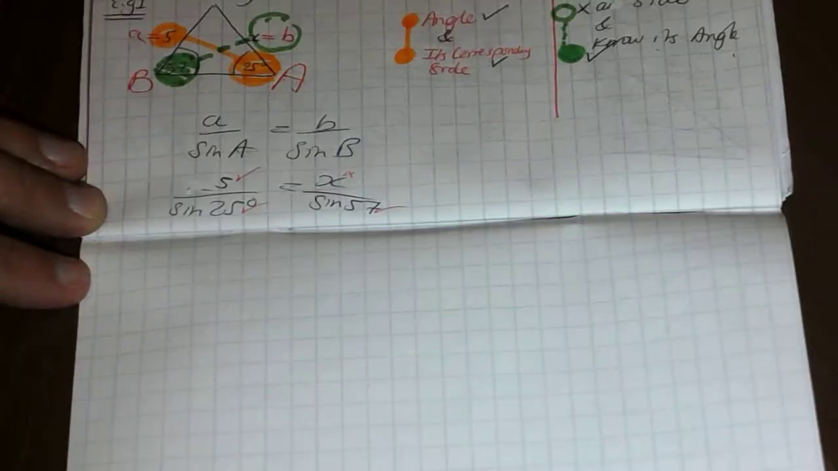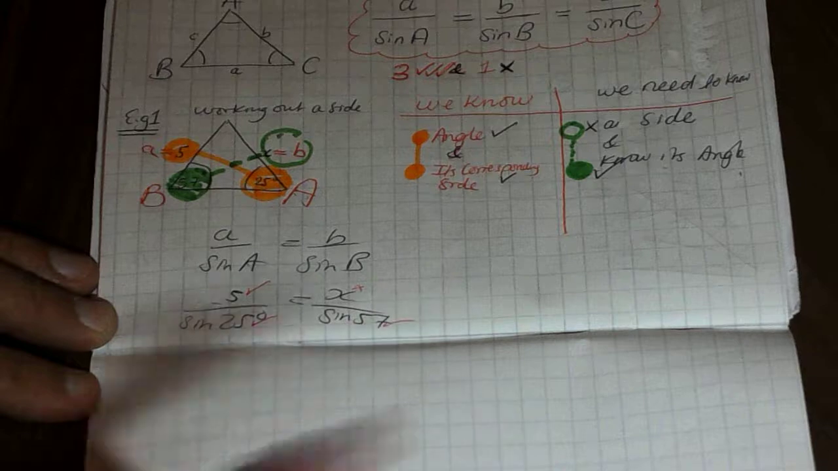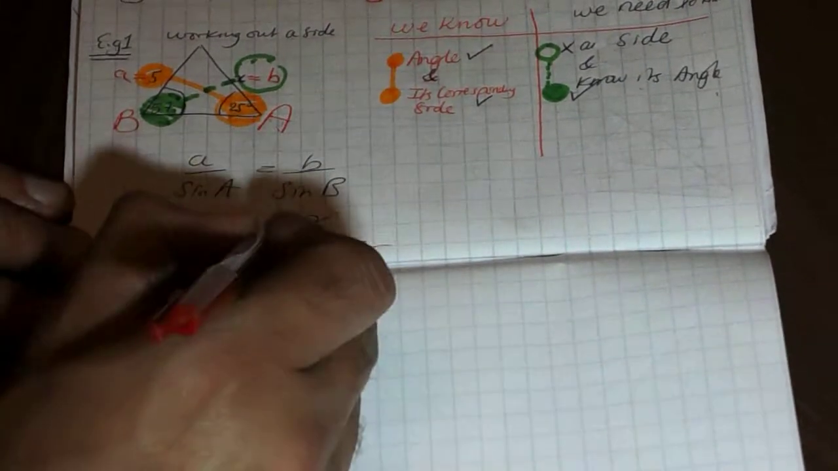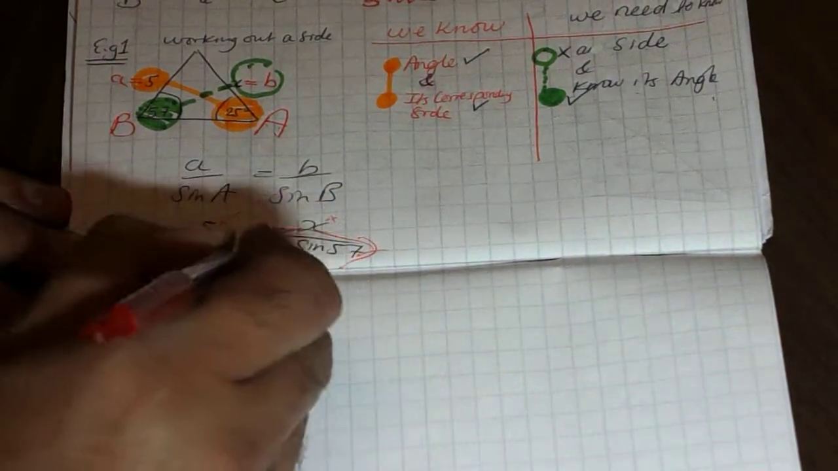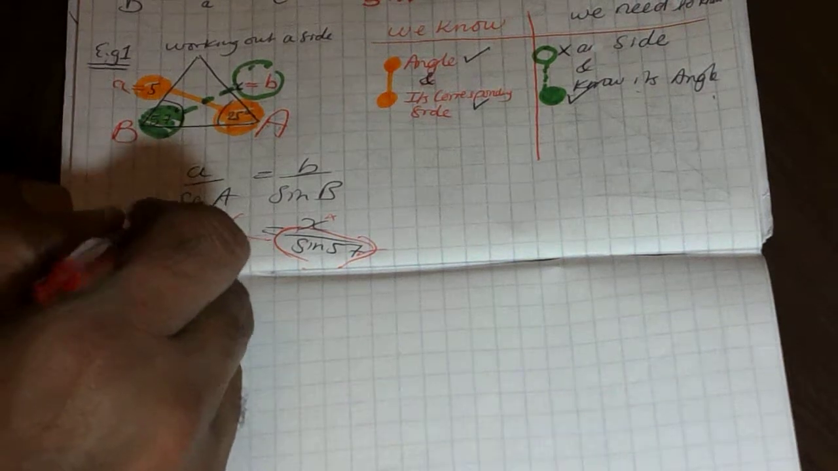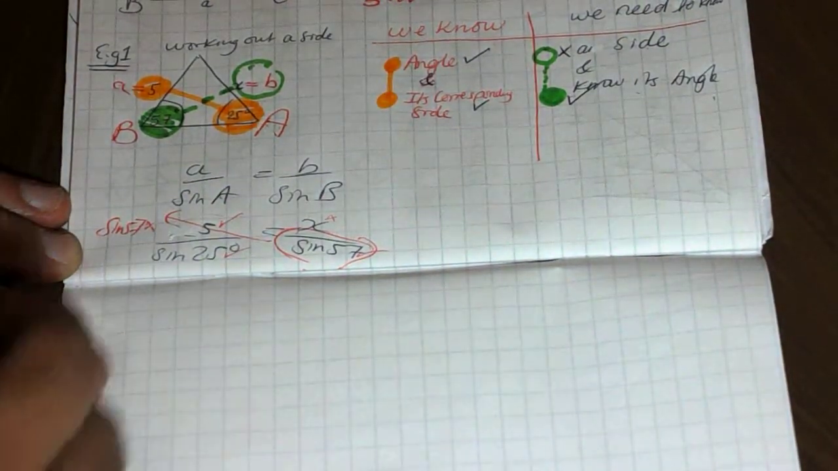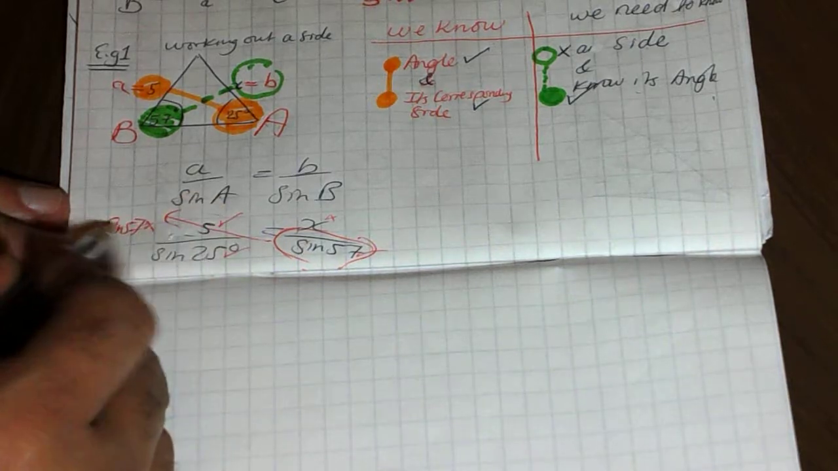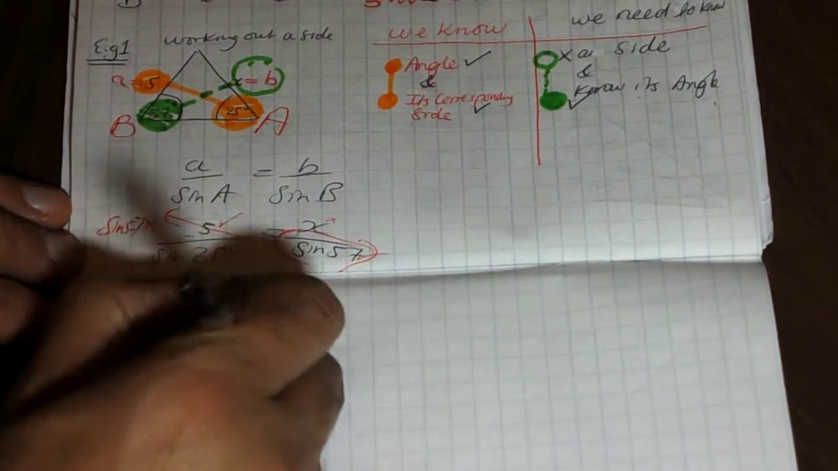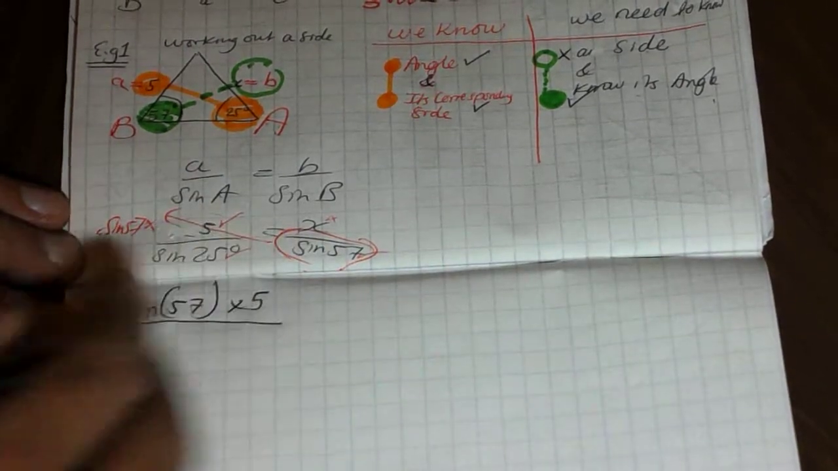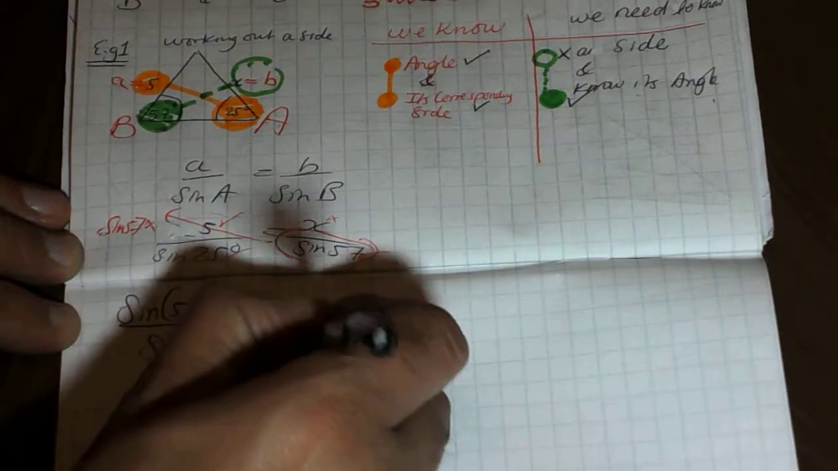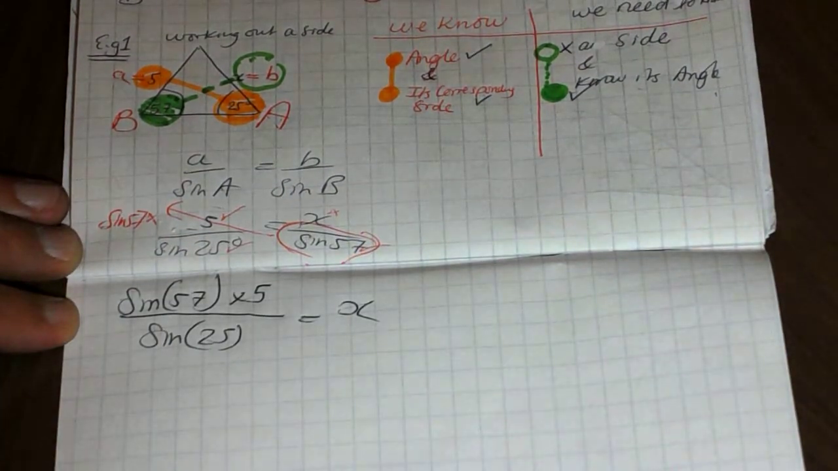So what we're going to do now is a technique called cross multiplying. I want to make x the subject. x has been divided by sine of 57, so I'm going to grab it and take it to the opposite side. Opposite divided by sine 57 is times this part. So now we get sine 57 times 5 divided by sine of 25, and that will give us the x that we're looking for in the question.